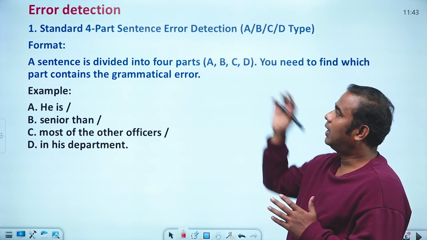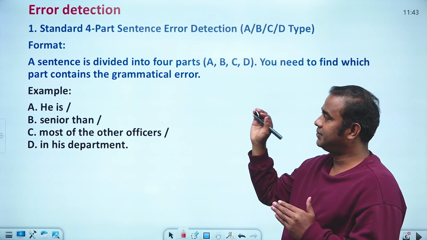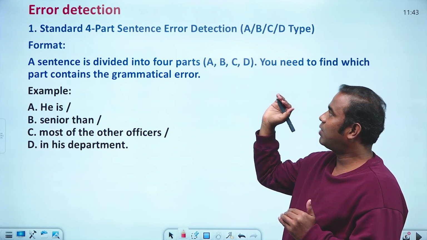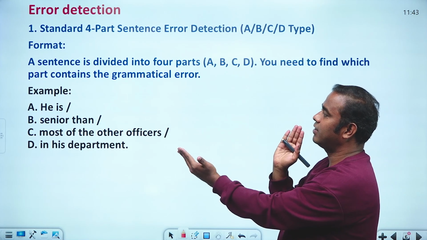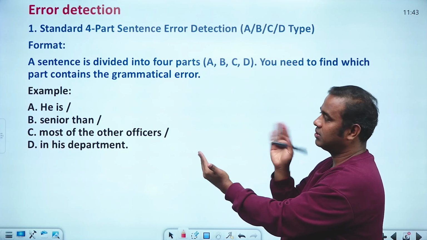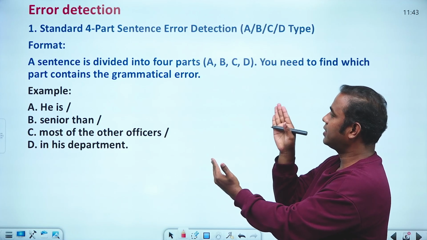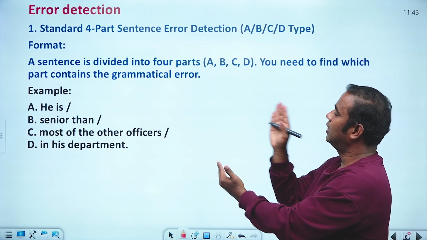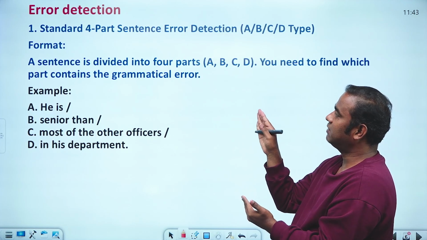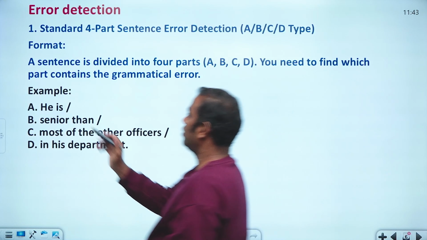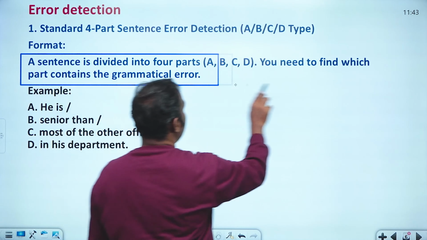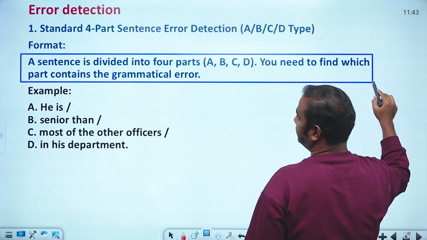Here in error detection, we can see a standard four-part sentence error question. You are given a small sentence divided into four parts: part A, part B, part C, and part D. You are supposed to identify which part has the error. So this is one general format.